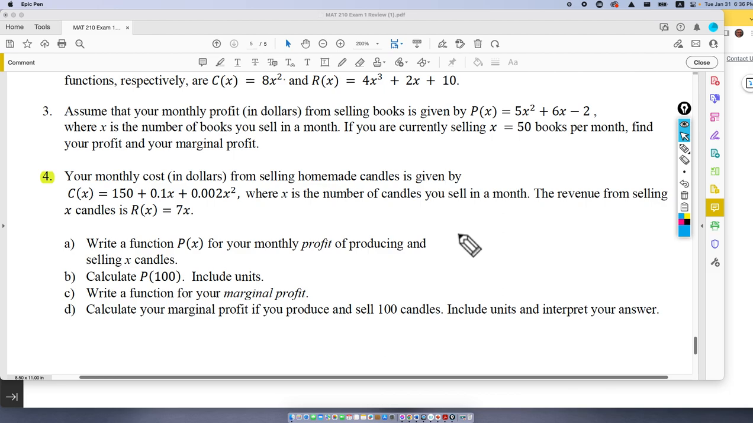Remember, if you're interpreting, this is an open-ended answer. Include units, interpret your answers. So on this one, I would say, let's say it's $5, that when I sell that 101st candle, I will make an additional $5. Marginal is the additional profit you make from selling that one more candle. So kind of include that.